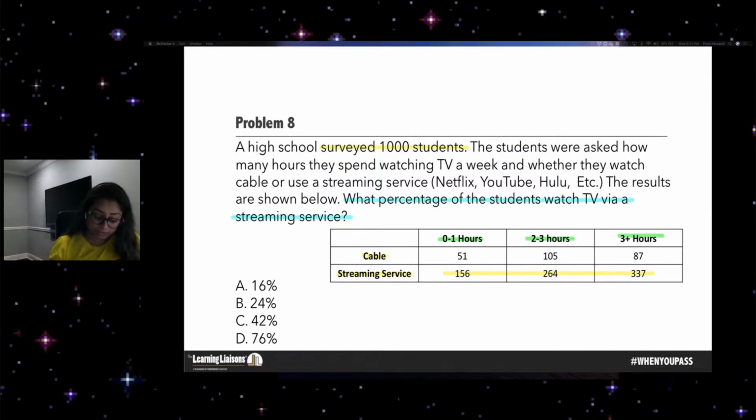So based on what we know, we have 156 students watch a streaming service from 0 to 1 hours, and it's still a streaming service, just like the 2 to 3 hours of 264 students and the 337 students for the 3+ hours. So in order to figure out the total amount of students that watched a streaming service, we have to figure out the total of students that watched a streaming service across the board. The time here doesn't matter.